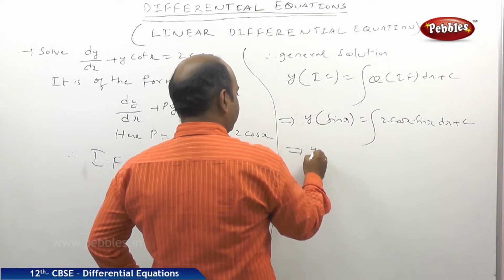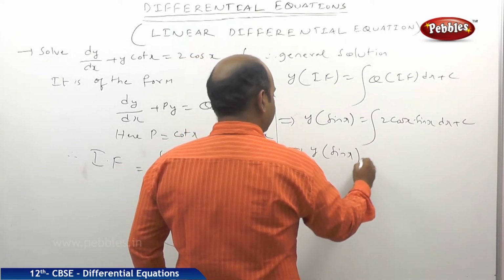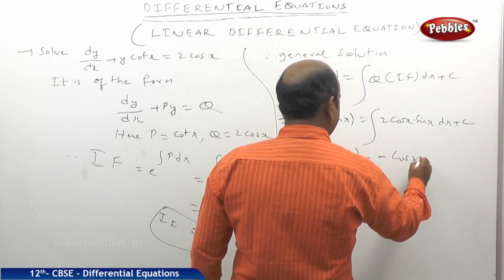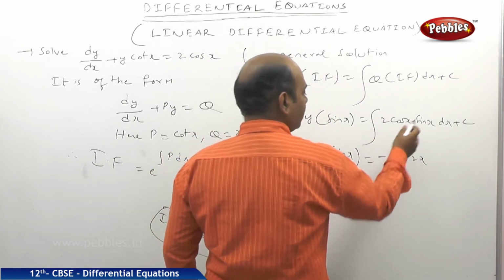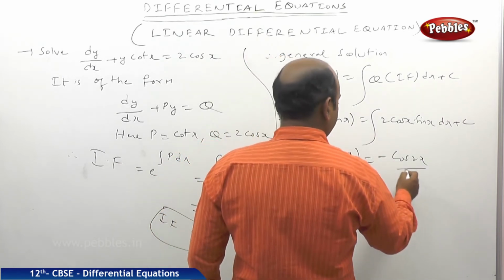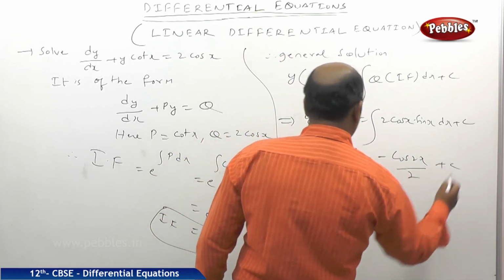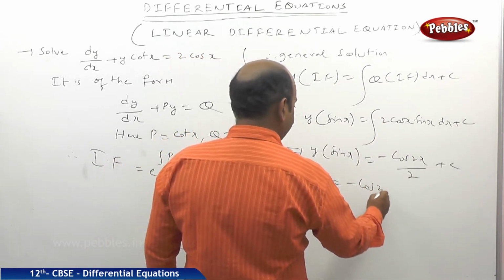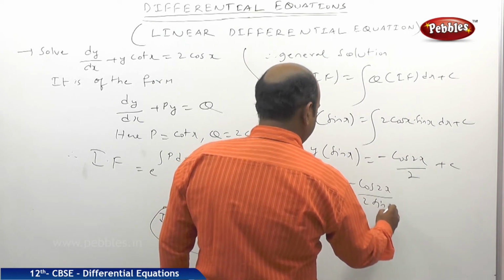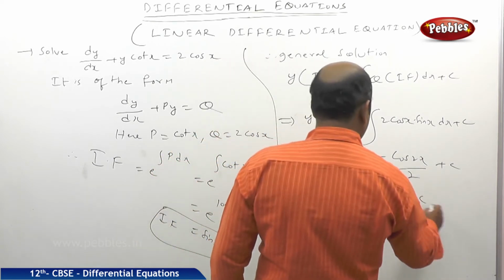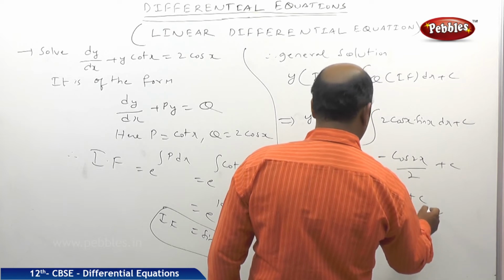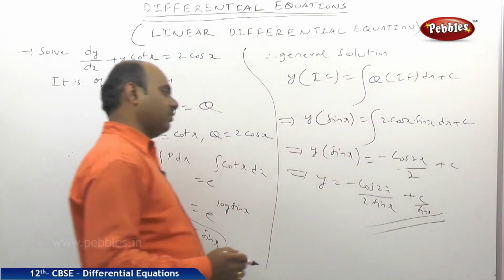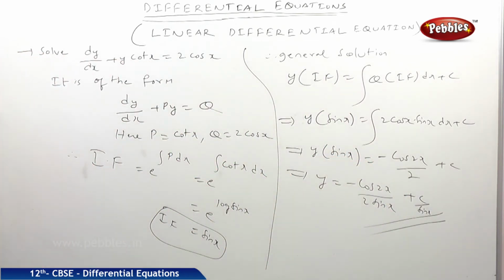So finally, y into sin x is the integral of sin 2x, because 2 cos x sin x means sin 2x. Integral of sin 2x is minus cos 2x by 2, plus c. So finally I can write y is equal to minus cos 2x by 2 sin x plus c by sin x. So this is our required solution.